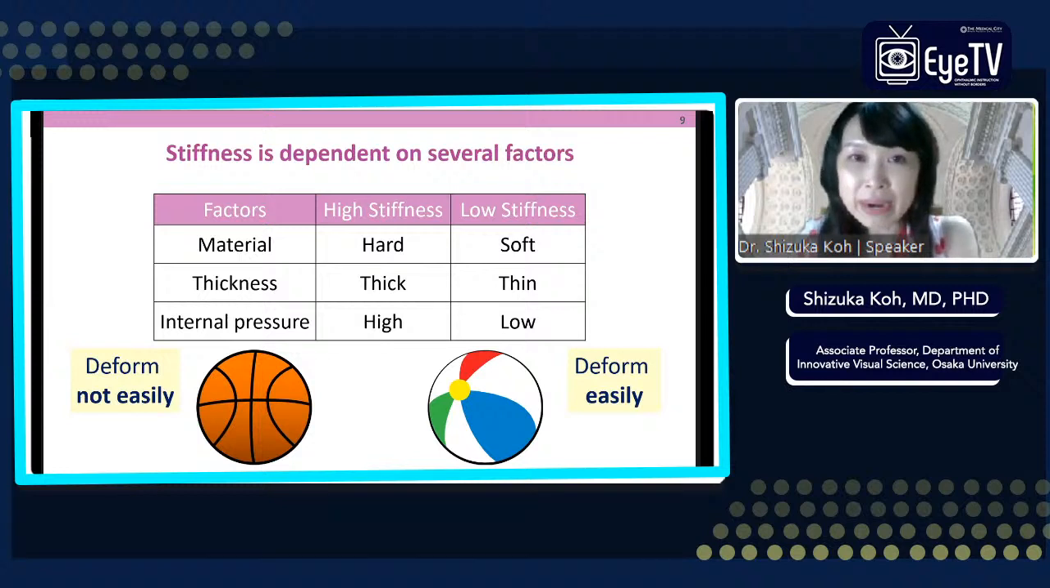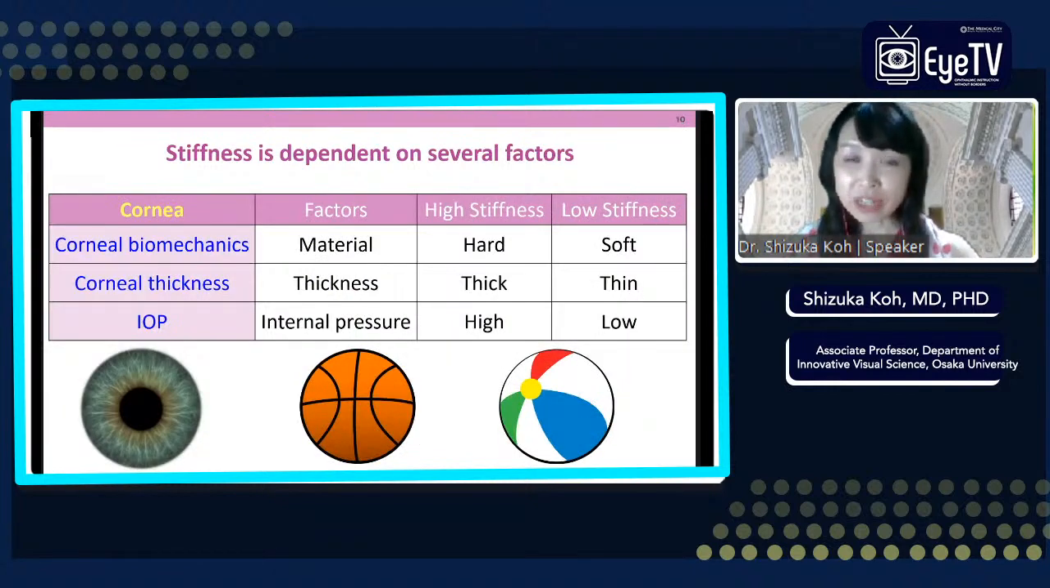When we think about their stiffness, we should consider material, thickness, and internal pressure. Material of these balls are totally different. The basketball is hard and not easy to deform, but the beach ball can deform easily. When we compare balls of the same material, stiffness is higher in thicker balls or balls with higher internal pressure.